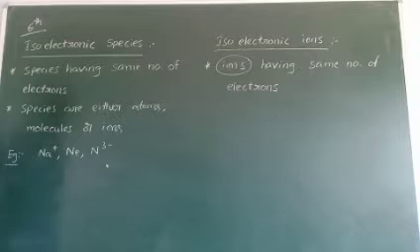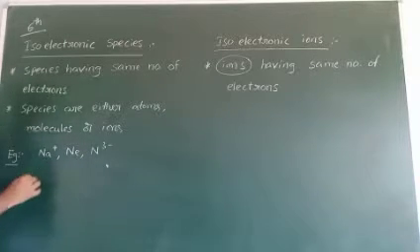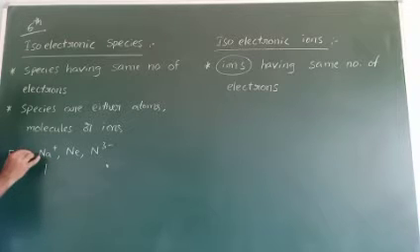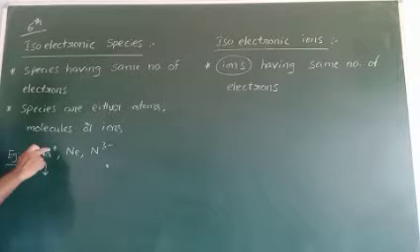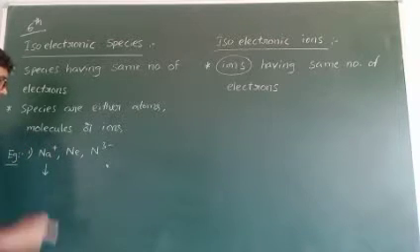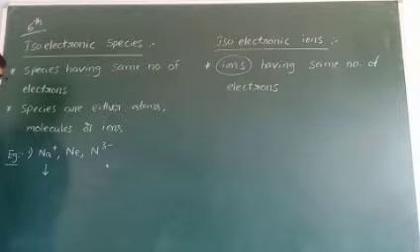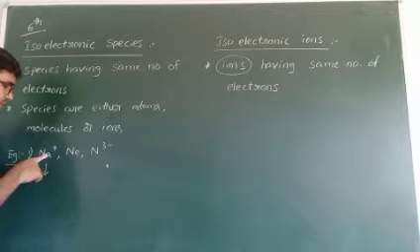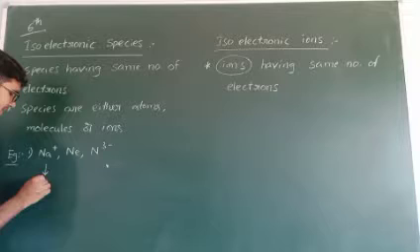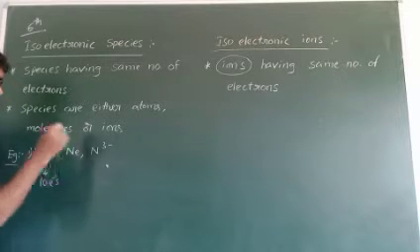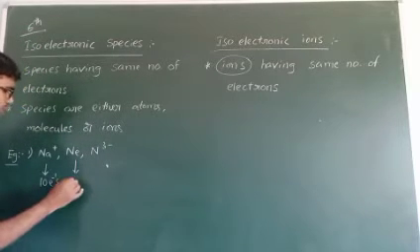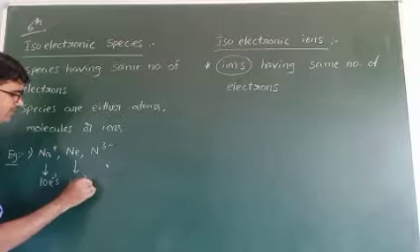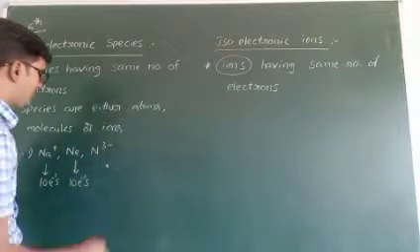Na+, Ne, N3-. Calculate the number of electrons. In Na+, how many electrons are present? Sodium atomic number is 11. The plus sign indicates losing one electron. Plus 1 means losing one electron, so sodium contains 11 electrons, and after losing one electron it contains only 10 electrons. Now neon atomic number is 10, so total 10 electrons are present here. There is no charge, which means no losing, no gain.